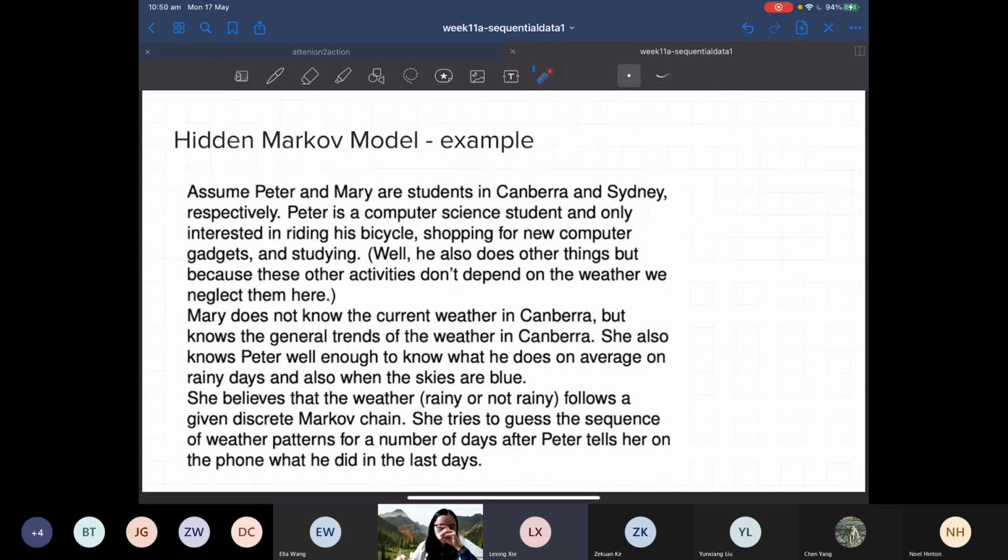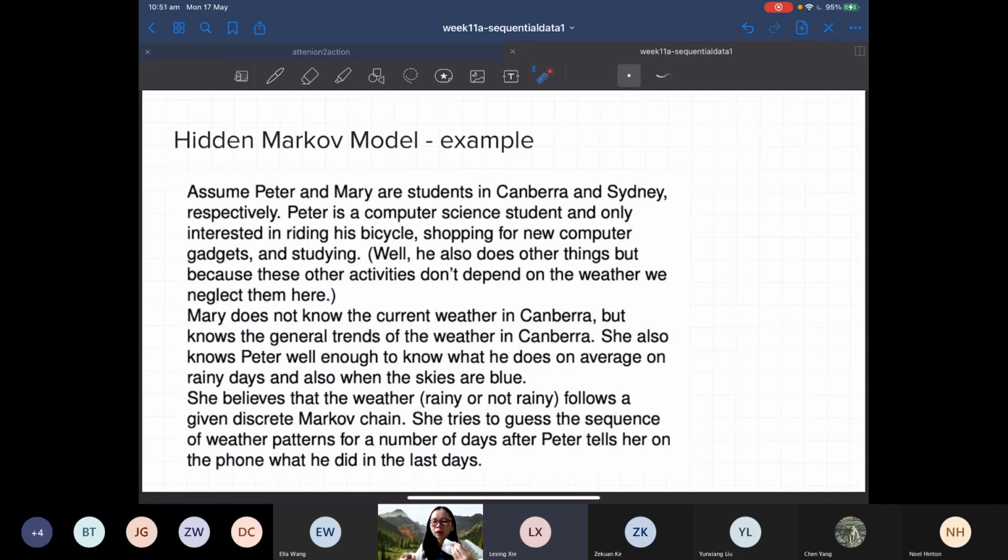So here's another example, not from the book, but developed previously in this class. Assume we have 2 students, Peter and Mary.